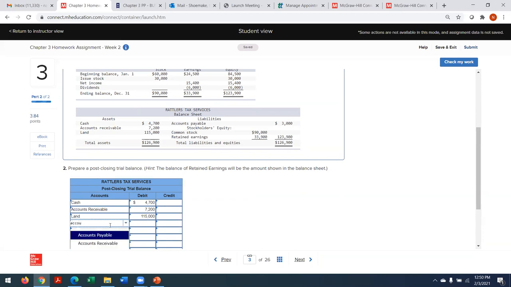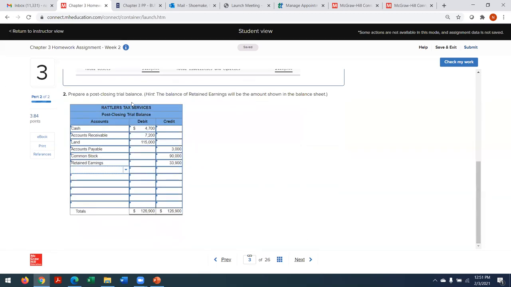We're going to show our accounts payable of 3,000. We're going to show our common stock of 90,000, right? And our retained earnings should be 33.9. Do you see how we balance? Yep. The post-closing trial balance will only consist of balance sheet accounts. You won't have any temporary accounts in your post-closing trial balance.